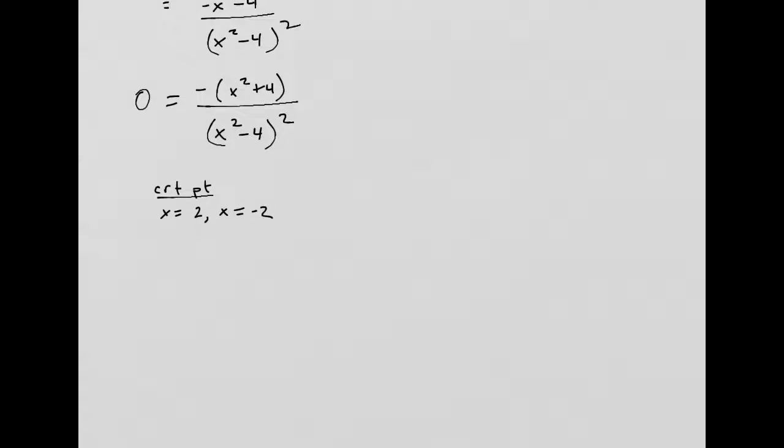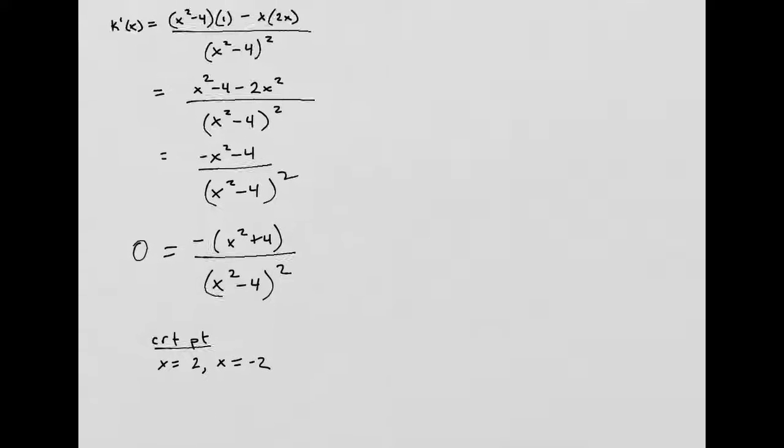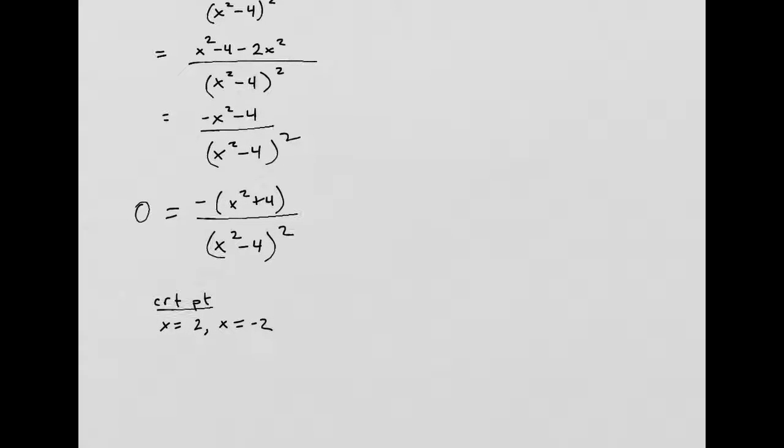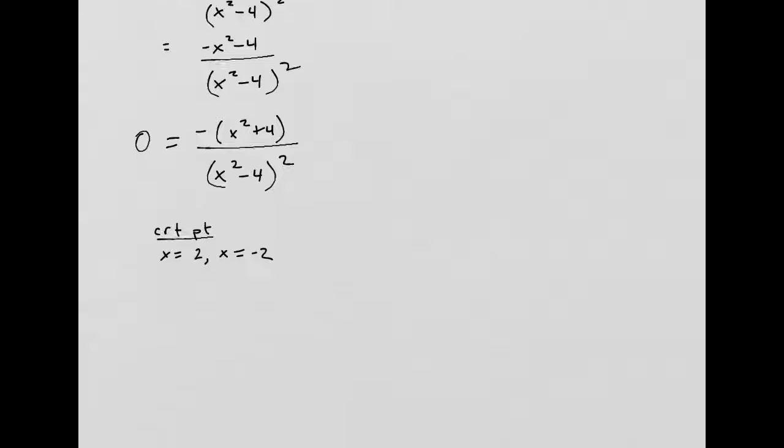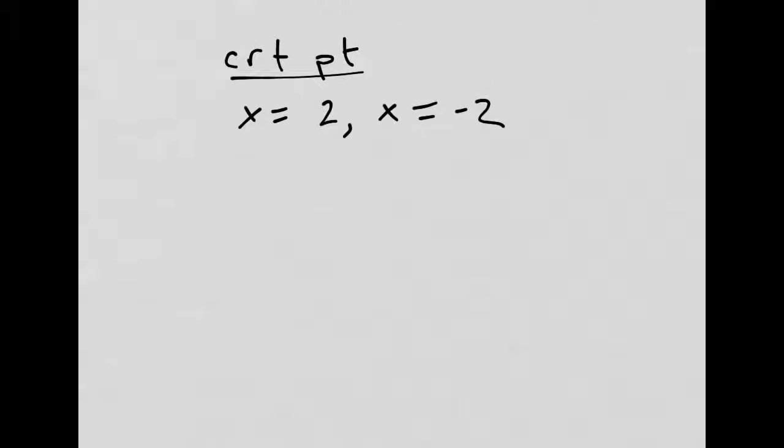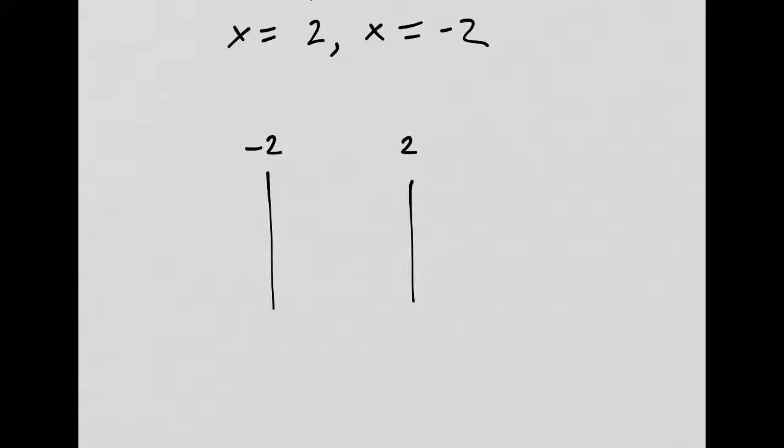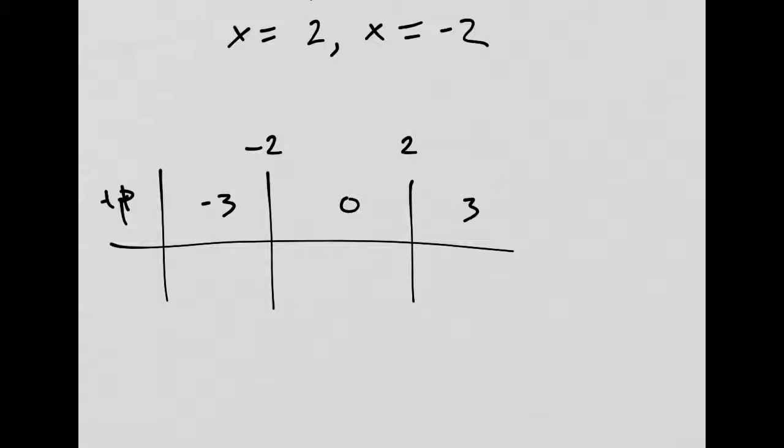I will make a sign chart and see if I have any relative extrema. So we'll start with negative 2, and then I'll go to 2. Those are my critical points. My test points, like toilet paper, are going to be, well, I guess I'll make it a negative 3 and a 0 and a 3. And then the sign of f prime.